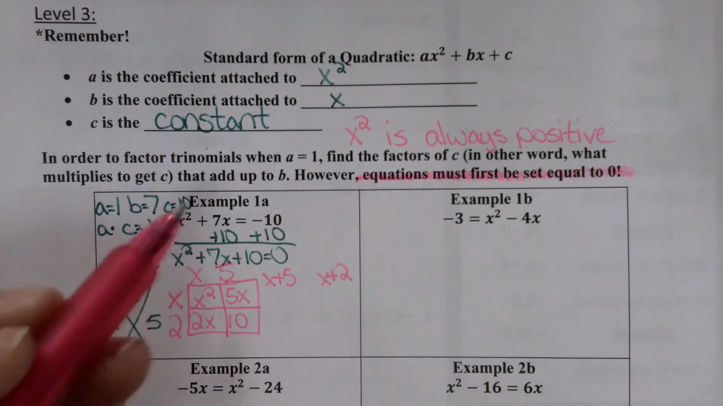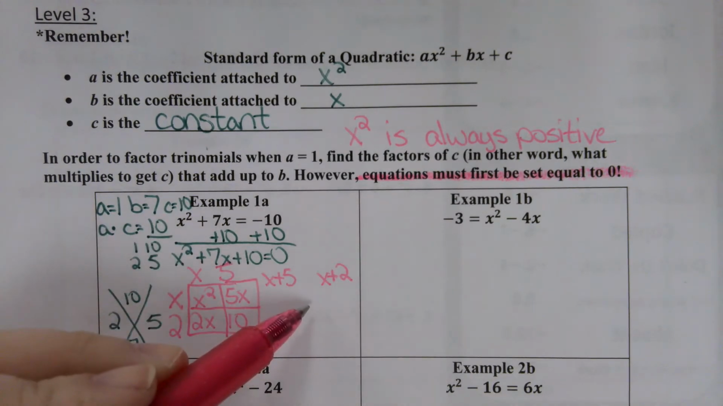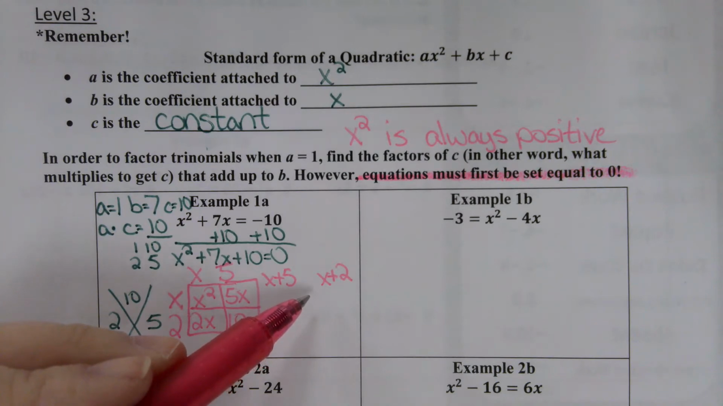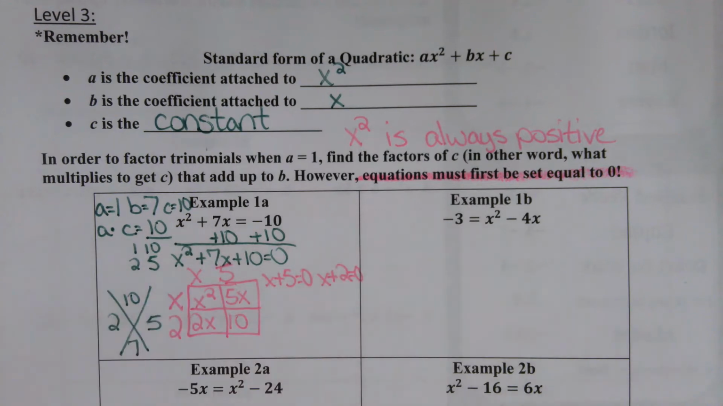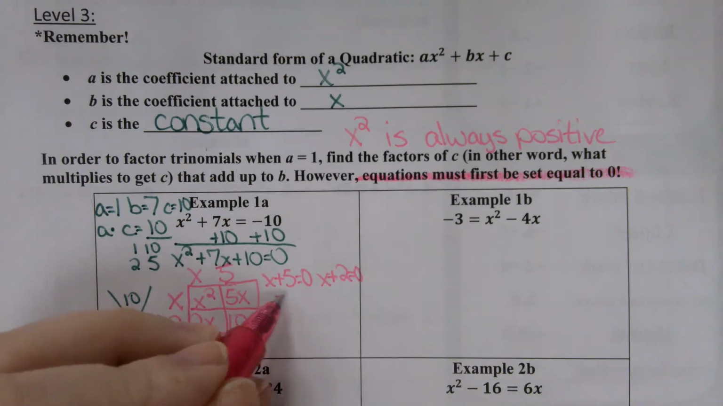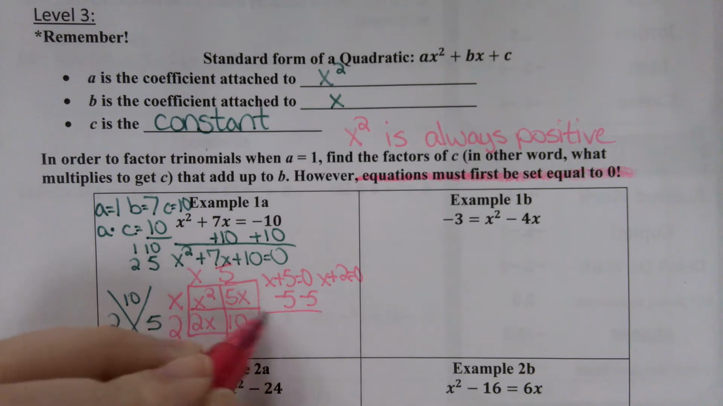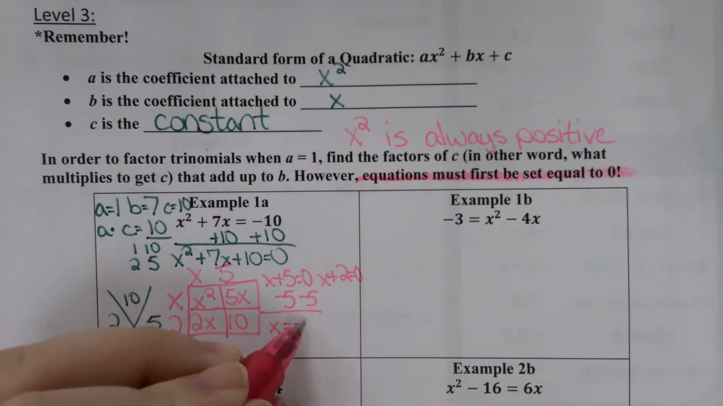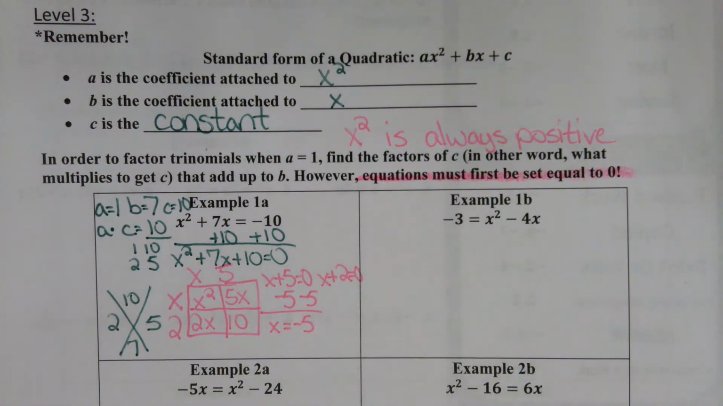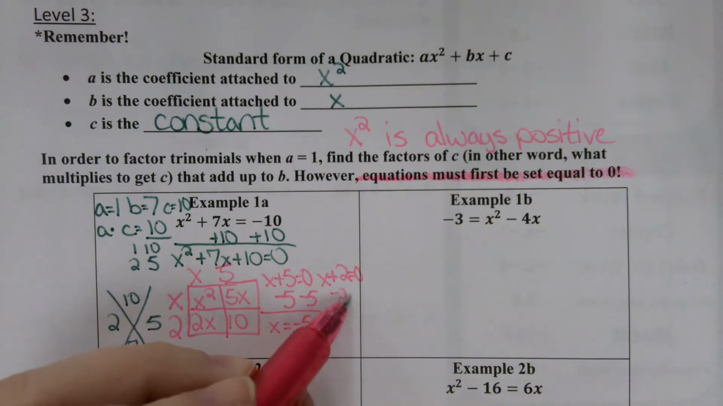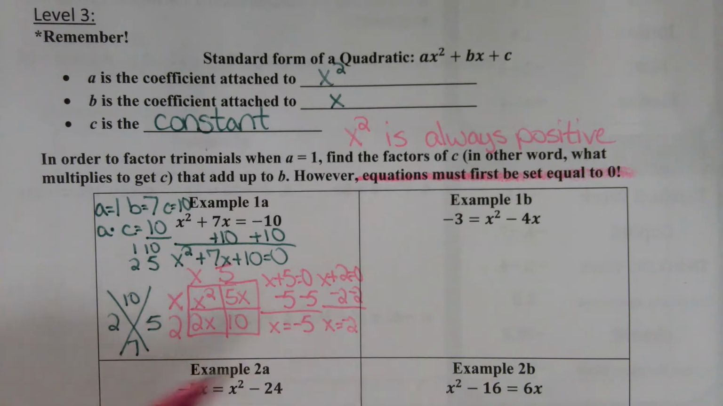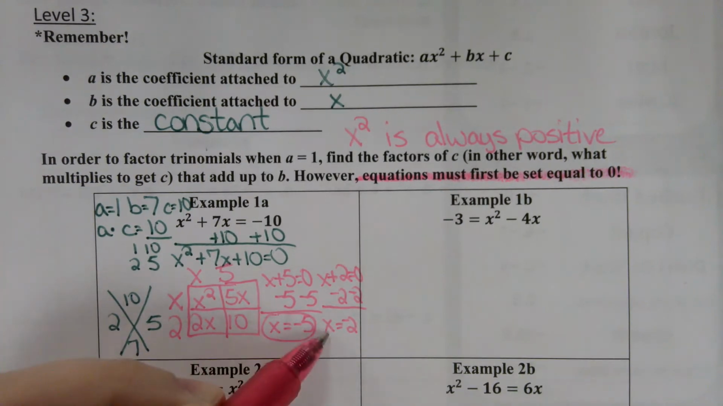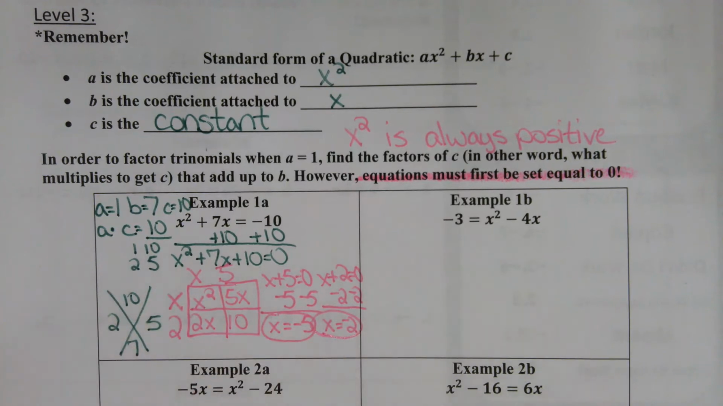Now in Unit 9b, we'd put parentheses around them and we'd be done. But the directions have asked us to solve these. So we need to set each one equal to 0. So we'll subtract 5 from both sides and get x is equal to negative 5. Then we'll subtract 2 from both sides and get that x is also equal to negative 2. And we need to have both of those for our answer. Let's try example 1b.